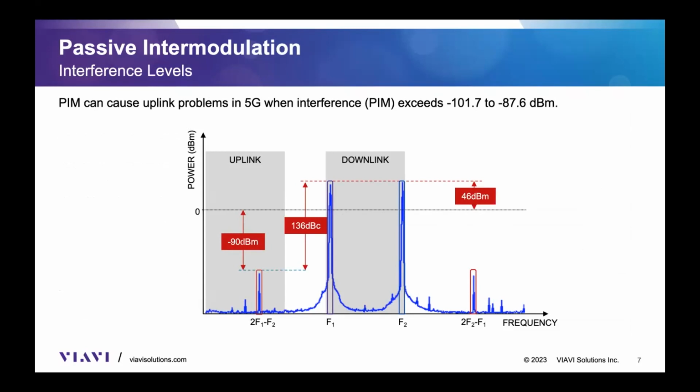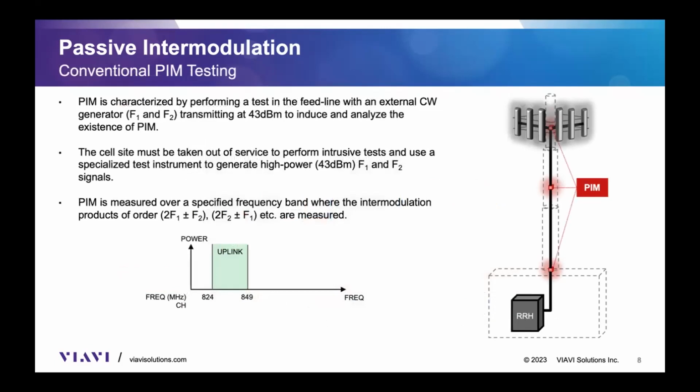Now, if we take a look from a dBm perspective, that means that that PIM level is negative 90 dBm. So if we look back into our sensitivity level, we see that that is truly a problem for 5G radios. Right, okay, so how is PIM tested? We have a couple of different methodologies.